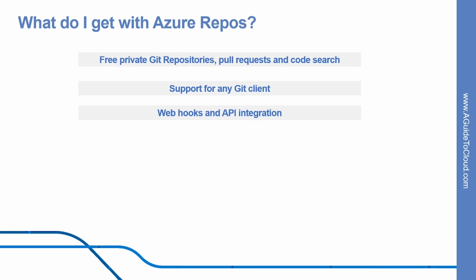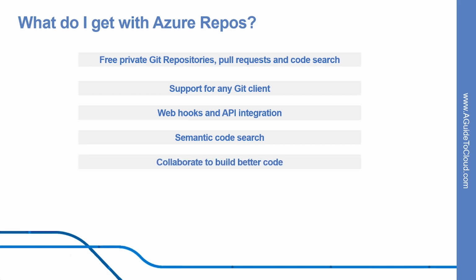This adds validations and extensions from the marketplace, or you can build your own webhooks and REST APIs. We have semantic code search, which you can use to quickly find what you are looking for with code-aware search that understands classes and variables. With Azure Repos, you can collaborate to build better code. You can perform effective Git code reviews with threaded discussion and continuous integration for each change, and use fork to promote collaboration with inner source workflows.